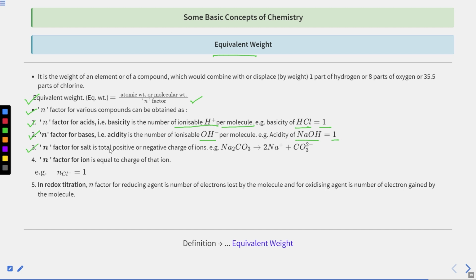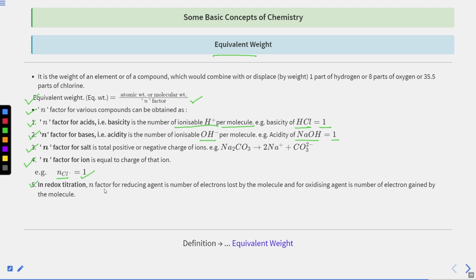N factor for any salt is the total positive or negative charge of the ions. Like in the ionic compound Na2CO3, which dissociates as 2Na positive plus CO3 2 negative, the positive or negative charge sum will be the N factor for the salt Na2CO3. N factor for an ion is equal to the charge of that ion. Like for Cl negative, the charge is -1, so the N factor will be 1, taken in a positive way because N is an integer.